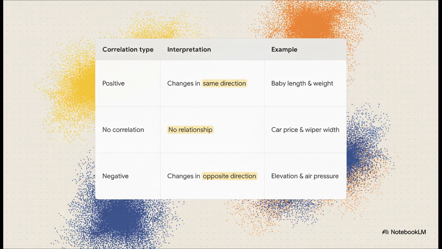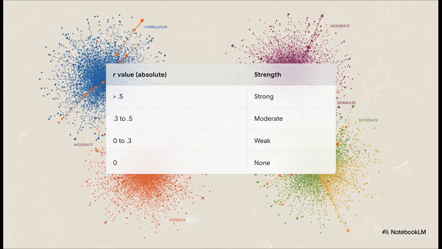They grow together. A negative R means they move in opposite directions. For example, the higher you go up a mountain, the lower the air pressure gets. And if R is 0, that means there's no linear relationship at all. It's like trying to connect the price of a car to the width of its windshield wipers. There's just nothing there.